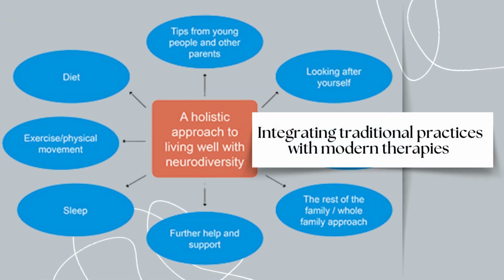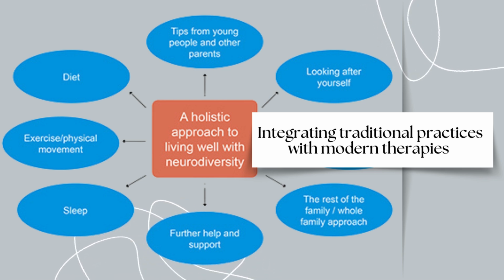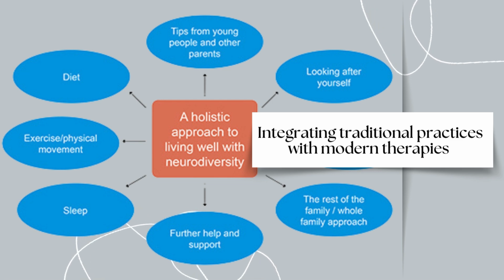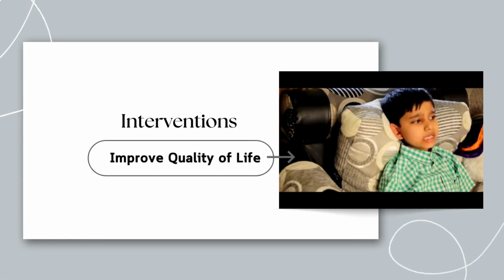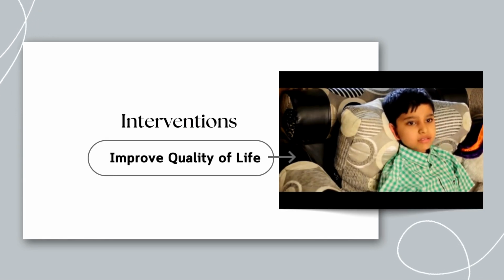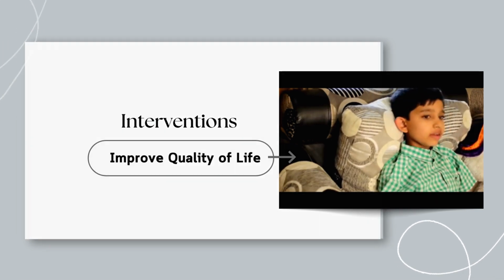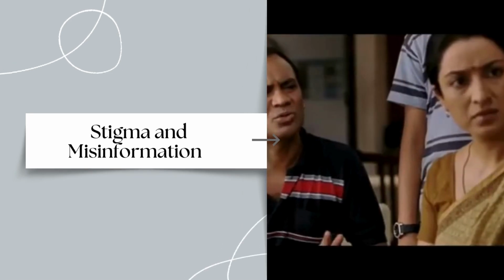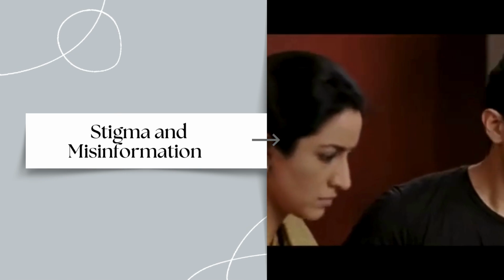In India, there's growing interest in integrating traditional practices with modern therapies to provide holistic support. The World Health Organization also emphasizes the importance of early intervention and community-based support to improve outcomes for people with autism. While there is no cure, these interventions can significantly improve quality of life. Unfortunately, autism is still surrounded by stigma and misinformation, especially in certain parts of the world. But awareness is growing.